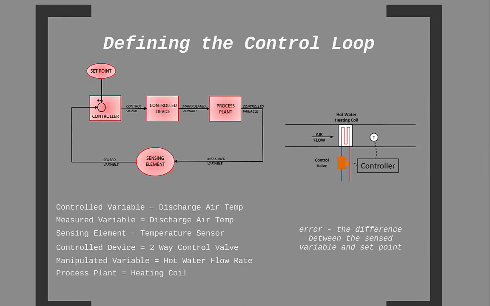A drop in discharge air temperature to a value below the set point would result in the controller telling the valve to open further. The actuator will provide the force to open the valve. More water will flow through the valve and thus through the coil. More heat will then be transferred to the air, and the discharge air temperature will subsequently rise. That rise in temperature will be sensed, and the whole decision process will start all over again. That is why we call it a loop.